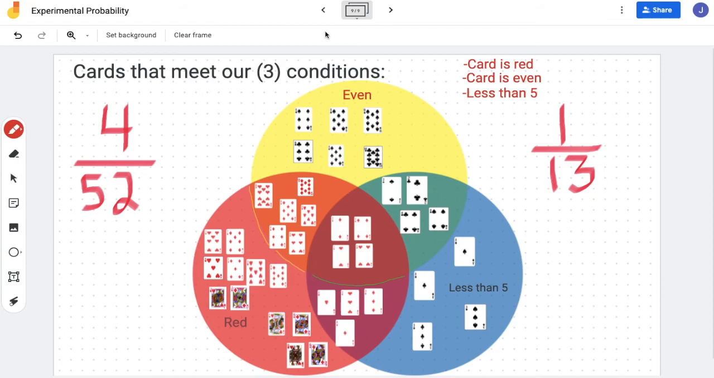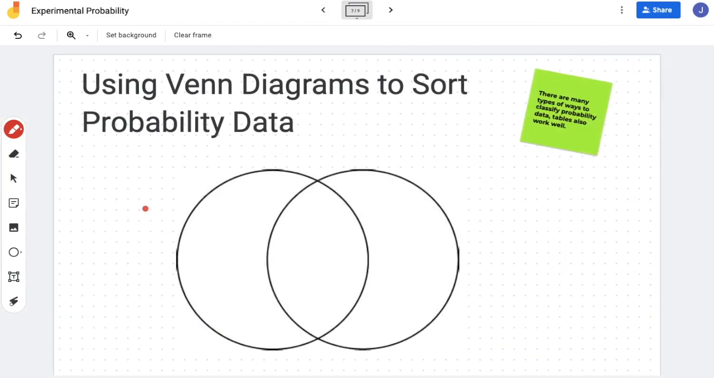So there you go. I can easily figure out and classify the different outcomes based on the conditions I'm looking for. That's one way to use a Venn diagram. I would also recommend trying out using tables. You could use tables to sort them as another means as well. But I like the Venn diagram in this situation.